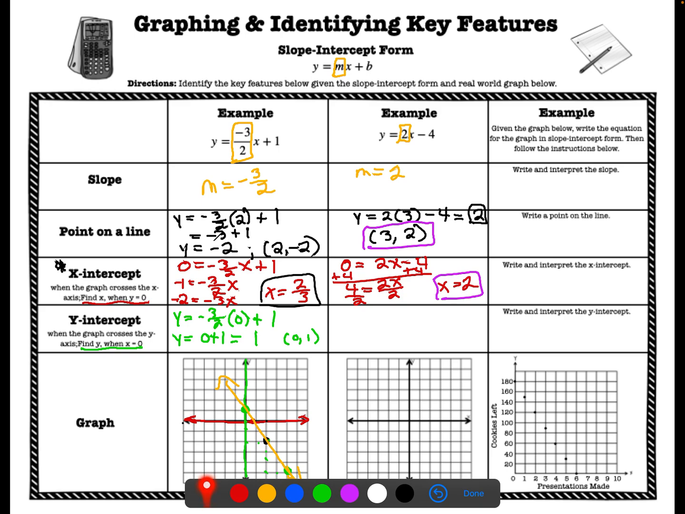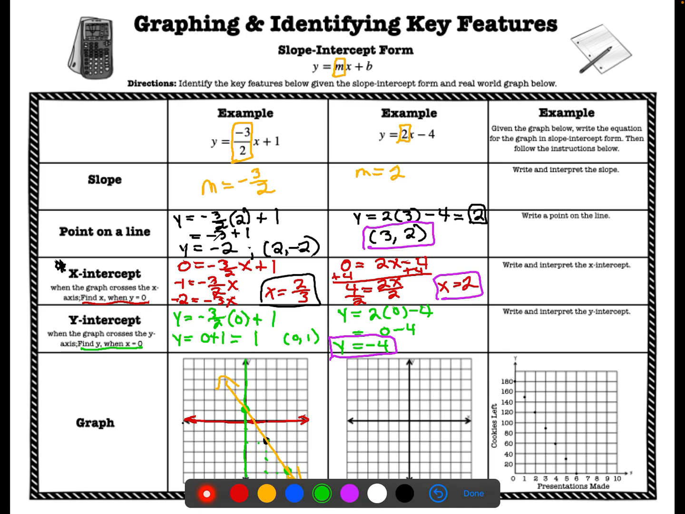Finally, to find the y-intercept, remember to find y, we substitute x equals 0 into this equation right here. So this becomes y equals 2 times 0 minus 4. 2 times 0 is 0. 0 minus 4 gives us a y-intercept of -4. We're going to put all this on the graph, and there we go.